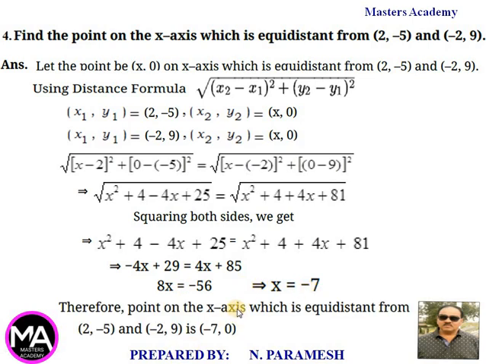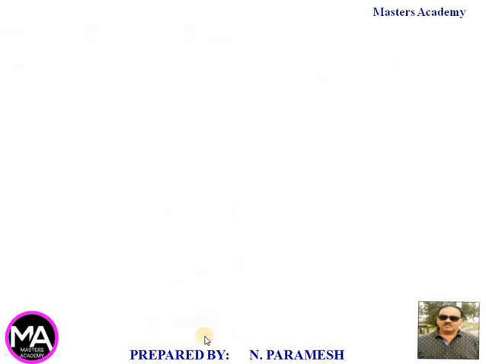Therefore, the point on the x-axis which is equidistant from (2, -5) and (-2, 9) is (-7, 0).